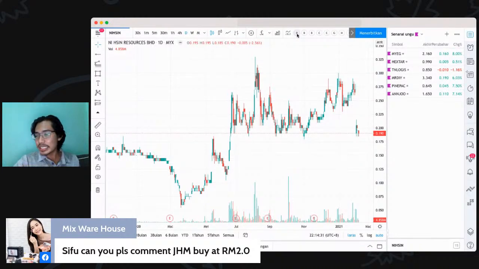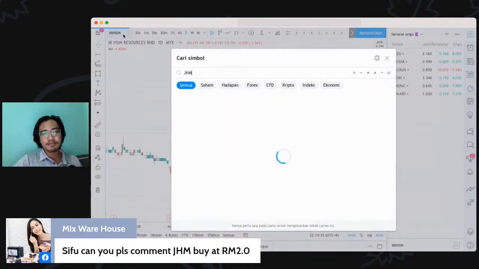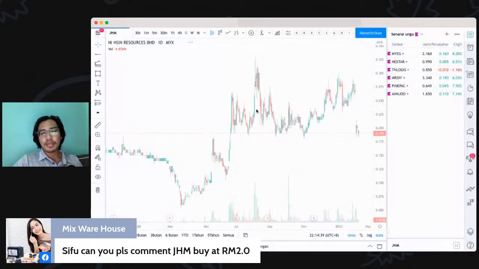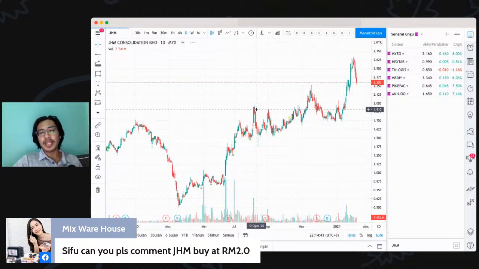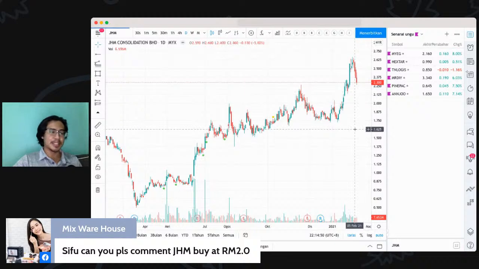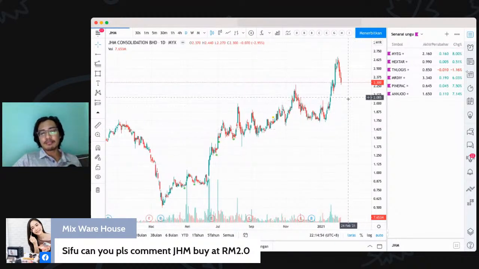So can I comment on JHM, bought at 2 ringgit? Okay, let's look at JHM. Bought at 2 ringgit. All right. This is strong sell momentum. Okay, you bought at 2 ringgit. Actually, that's a good price. So you want to know whether you can still hold or not, right?